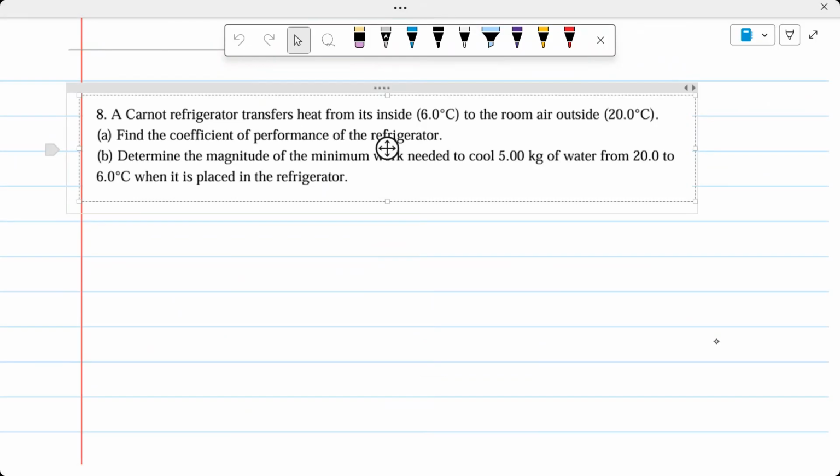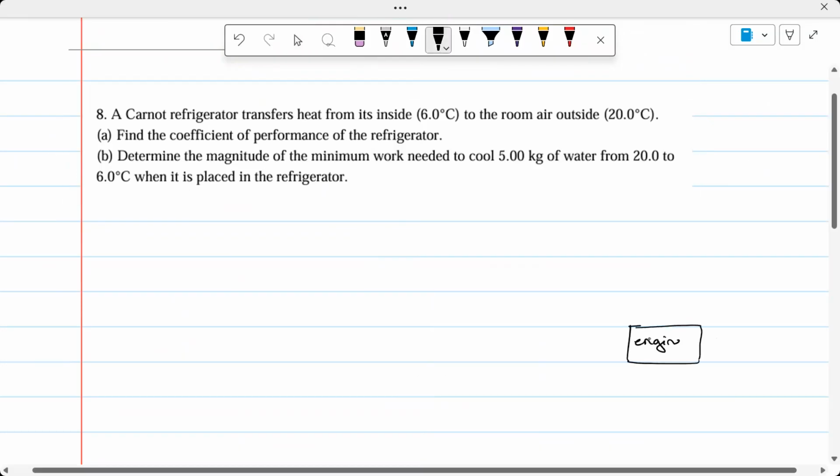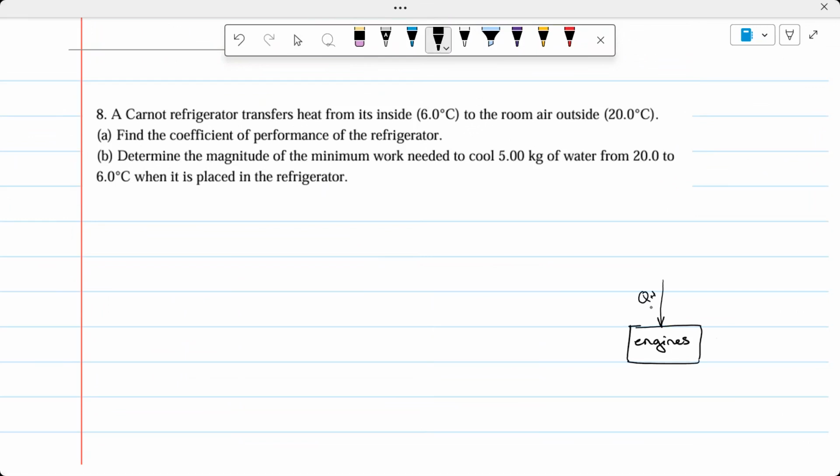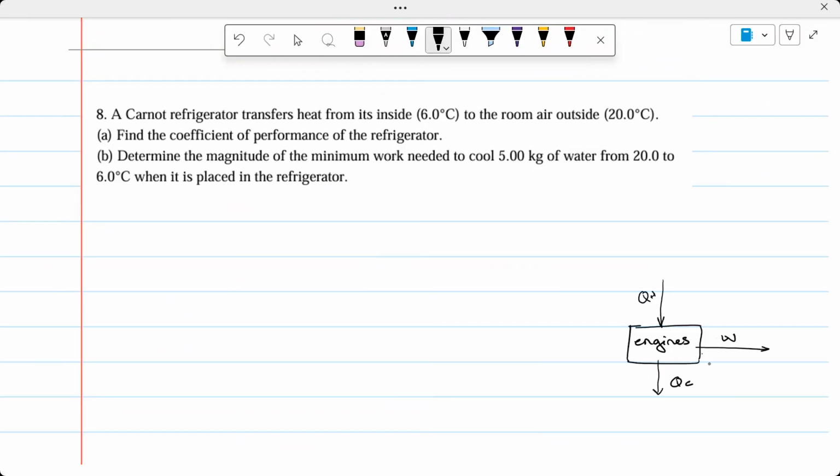Remember, we said in engines, we are making use of the flow of heat from some hot reservoir, expanding a substance inside the engine, making some work as it expands, and then releasing some heat as it compresses and does even more work. This is how engines operate.